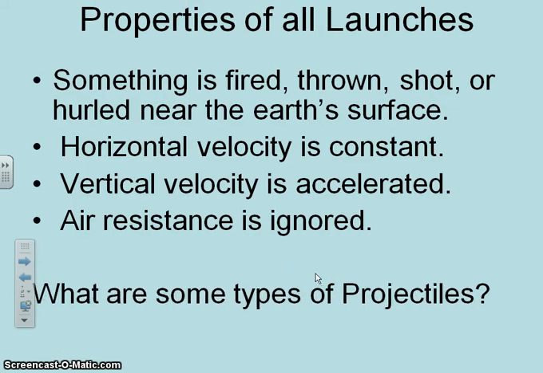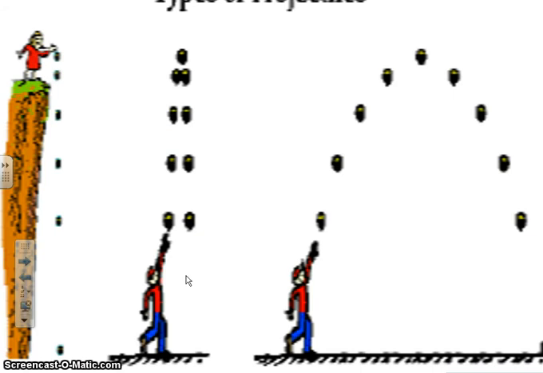Alright, properties of all projectiles. The horizontal velocity is constant. In other words, velocity in the x direction does not change. Vertical velocity is accelerated. In other words, velocity in the y direction changes. Take a minute and write down some types of projectiles that you use in your everyday life. I don't know if you're into sports or maybe shooting, other things like that.